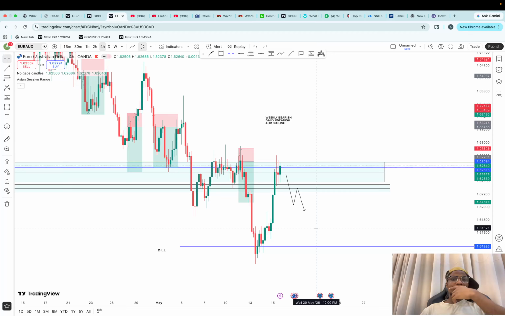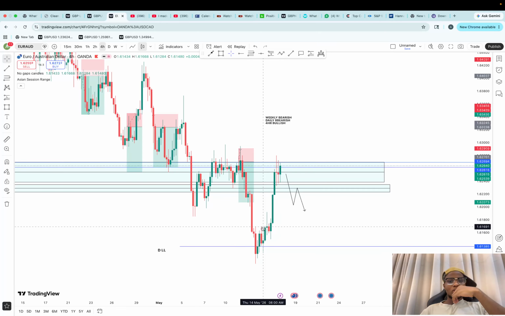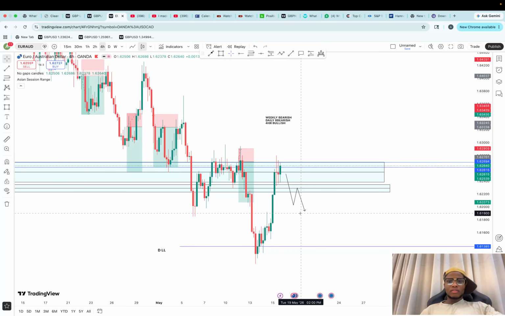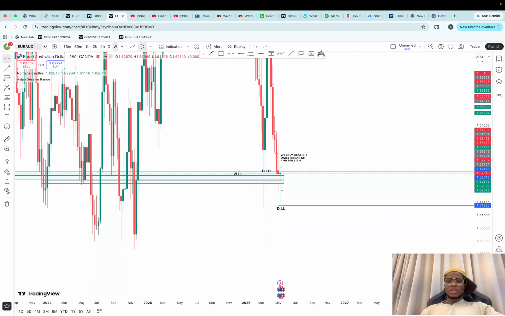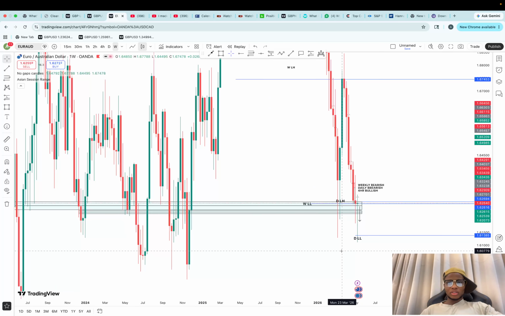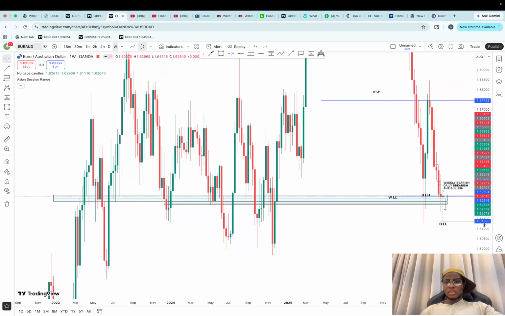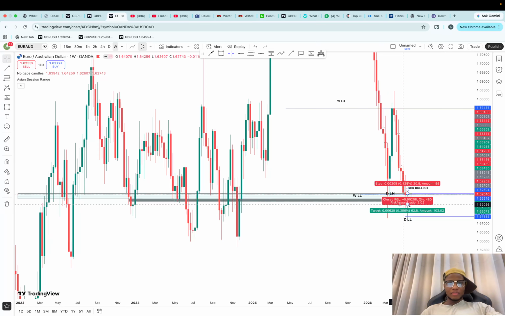EURAUD, another interesting market. This market last week was at the zone. I'm looking to sell this market again, same zone. We have the weekly bearish, the daily bearish, but the 4 hour is bullish. The weekly has these beautiful rejections at the zone, so I'm not ignorant of the fact that this market can buy from the zone. There's a high chance of this market buying from the zone.